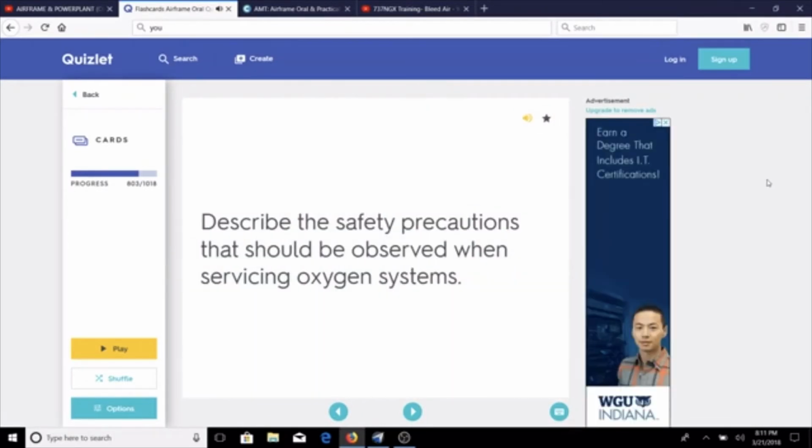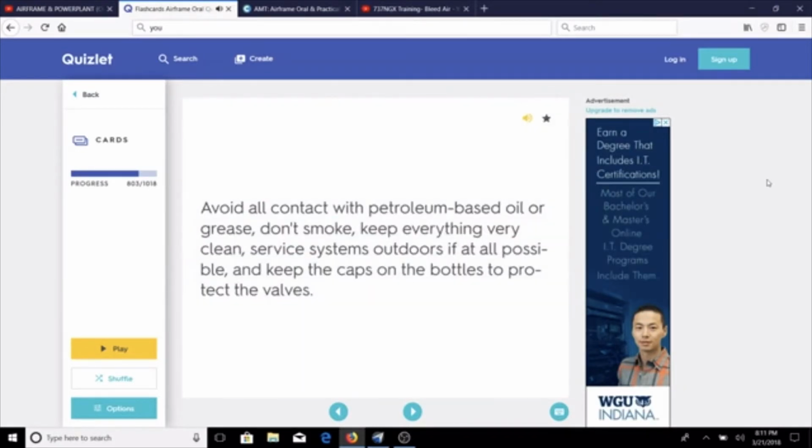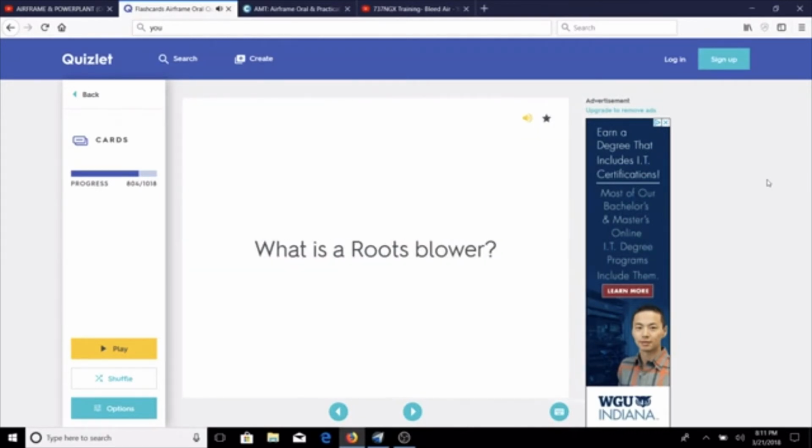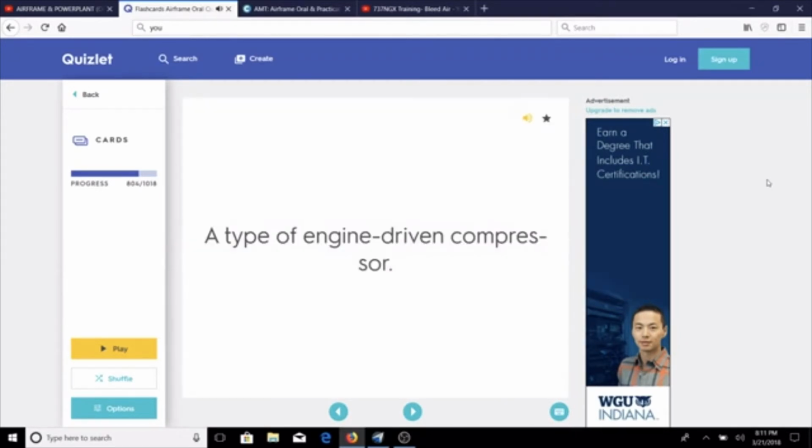Describe the safety precautions that should be observed when servicing oxygen systems. Avoid all contact with petroleum-based oil or grease. Don't smoke. Keep everything very clean. Service systems outdoors if at all possible, and keep the caps on the bottles to protect the valves. What is a roots blower? A type of engine-driven compressor.